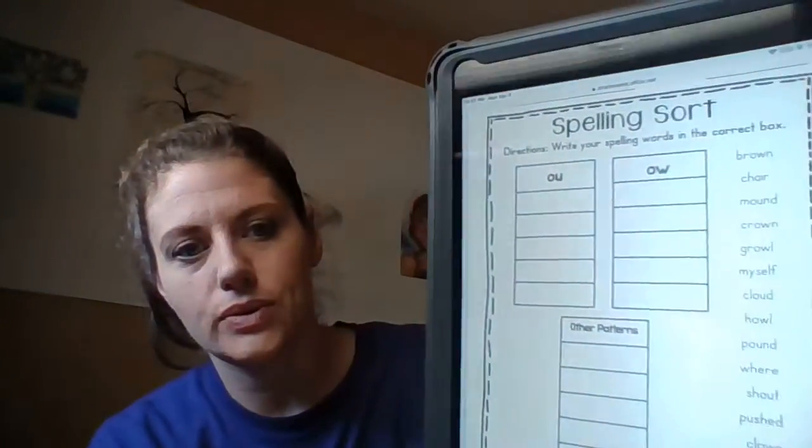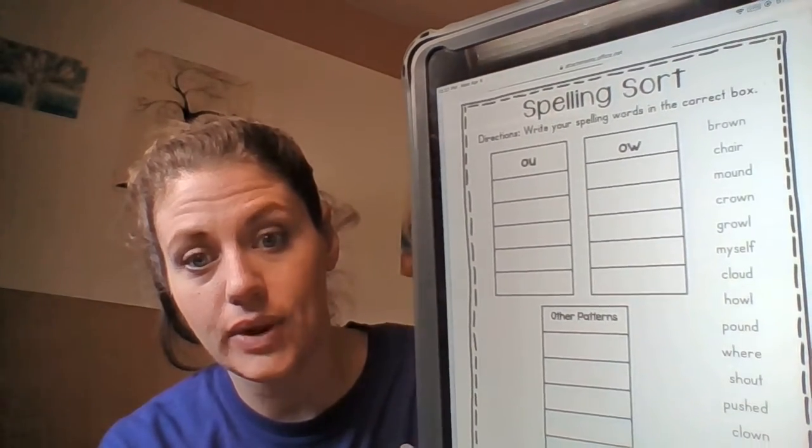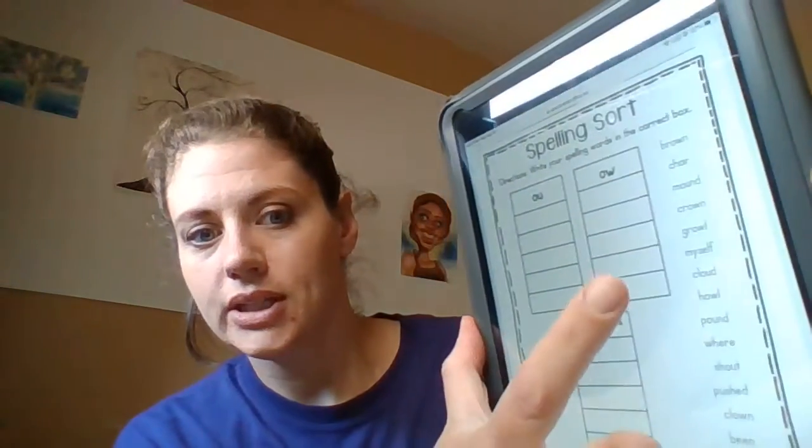Okay, so your first reading worksheet is a spelling sort. You look at the word, look at the spelling pattern that is within that word, and decide where that word is going to go. Is it going to go into the OU section, the OW section, or maybe it's not going to fit in one of these two, so you need to put it down here in the other spelling patterns.